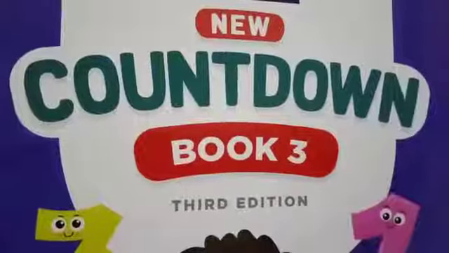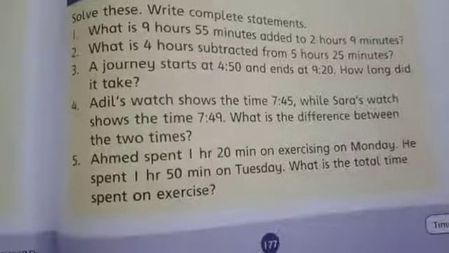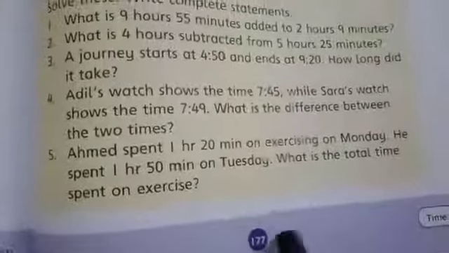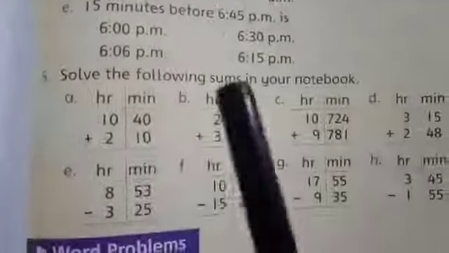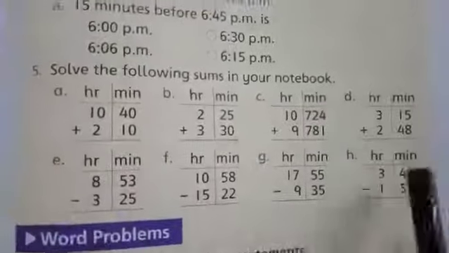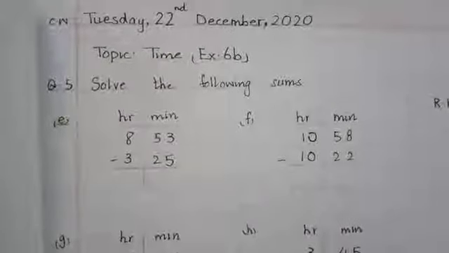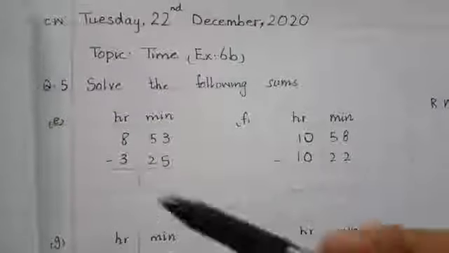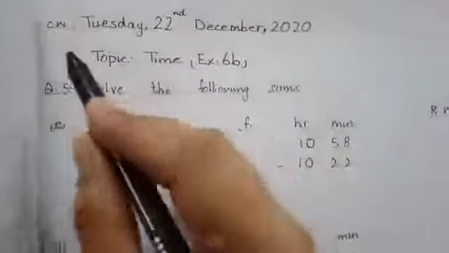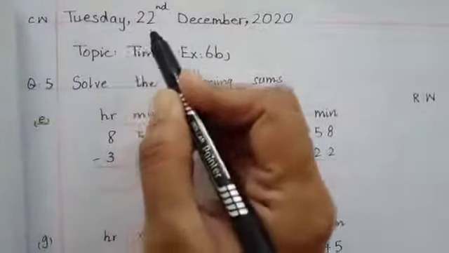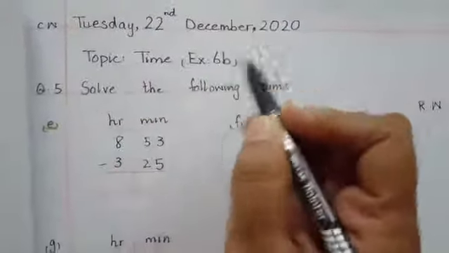Students, open your Countdown books. Open page number 177. It's exercise 6B, question number 5. Today we will solve remaining parts E to H on notebooks. Students, open your notebooks and maintain your pages. Draw margin lines on both sides of the page. After that, write classwork, Tuesday, 22nd December, 2020.